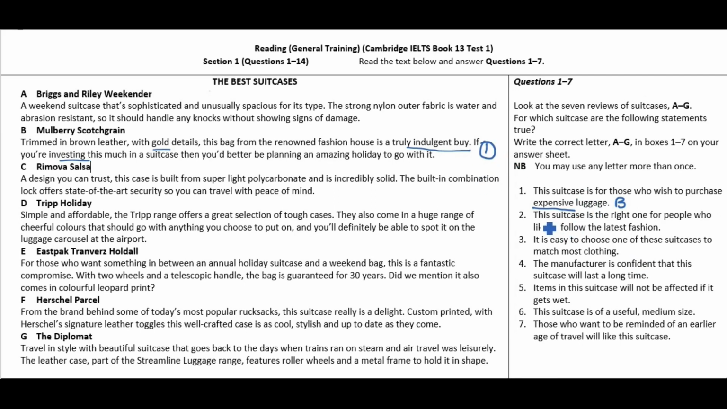This suitcase is the right one for people who like to follow the latest fashion. Latest fashion is my keyword here. Once again, we start scanning the passage. Sophisticated, spacious, strong. In this case, this one mentions cheerful colors, although nothing about fashion as such. Even this one has a mention of colorful leopard print. So I do stop here and read that sentence to see if there's any mention of the latest fashion being followed. As I go through, this one mentions stylish, up-to-date, cool. Certainly sounds fashionable. In the last one, that is G, there is a mention of traveling in style, about the suitcase being beautiful. But as I read through it, it's not about the latest fashion.